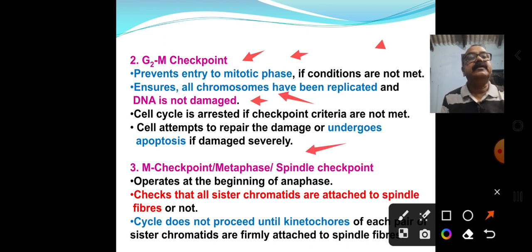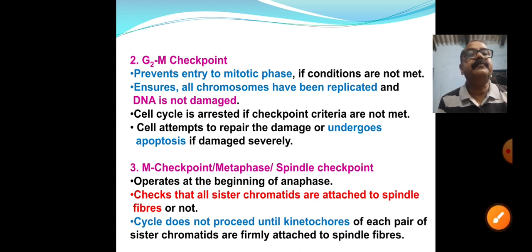The last checkpoint is the M checkpoint or metaphase checkpoint, also known as spindle checkpoint. This checkpoint operates at the beginning of the anaphase. This checkpoint checks whether all sister chromatids are attached to the spindle fibers or not. Cell cycle does not proceed until the kinetochore of each pair of sister chromatids is firmly attached to spindle fibers.